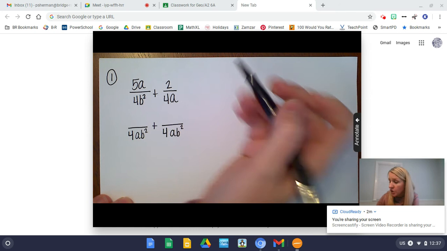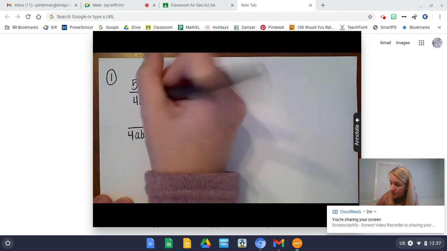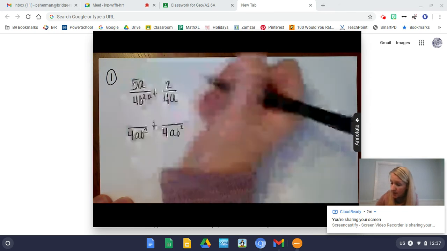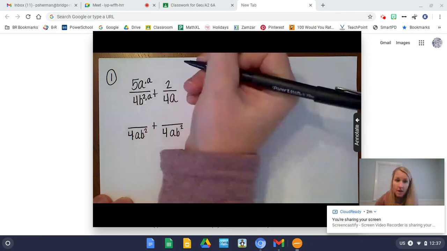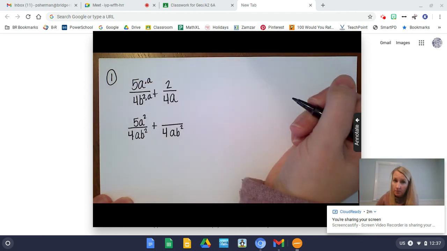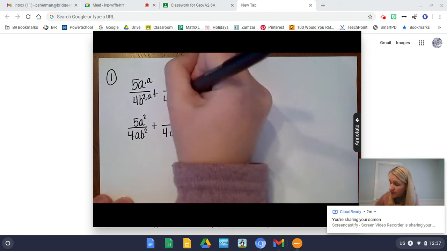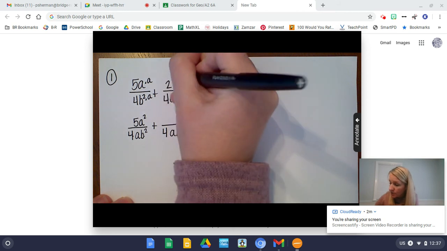But now I need to go back and change my numerators. So the 4 is all set. The b squared is all set. I did have to multiply that by a to get to that common denominator, so I'll do the same thing up there. And I would end up with 5a squared. All right. Here I have the 4 and the a. I'd have to multiply it by b squared. Same thing to the numerator.